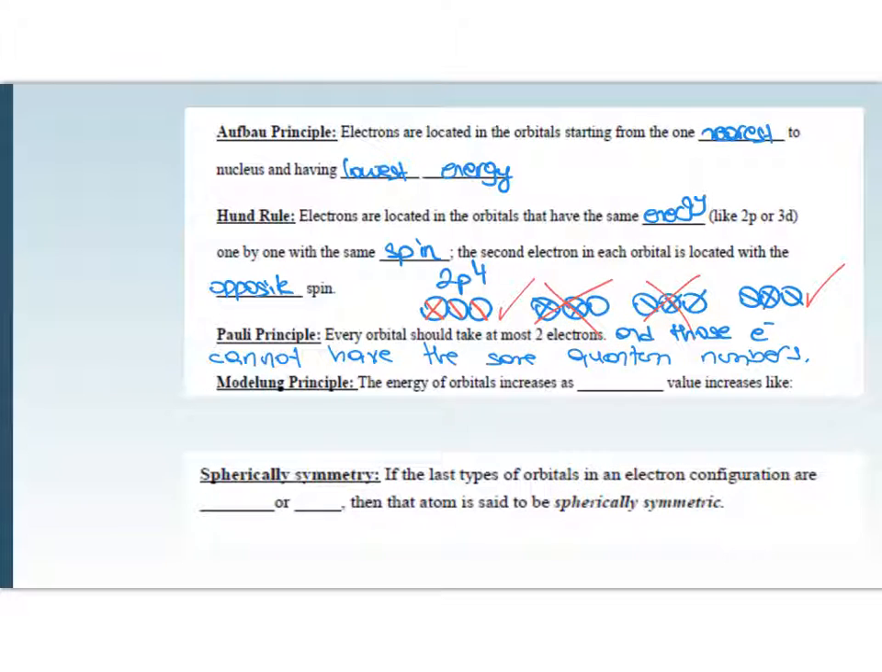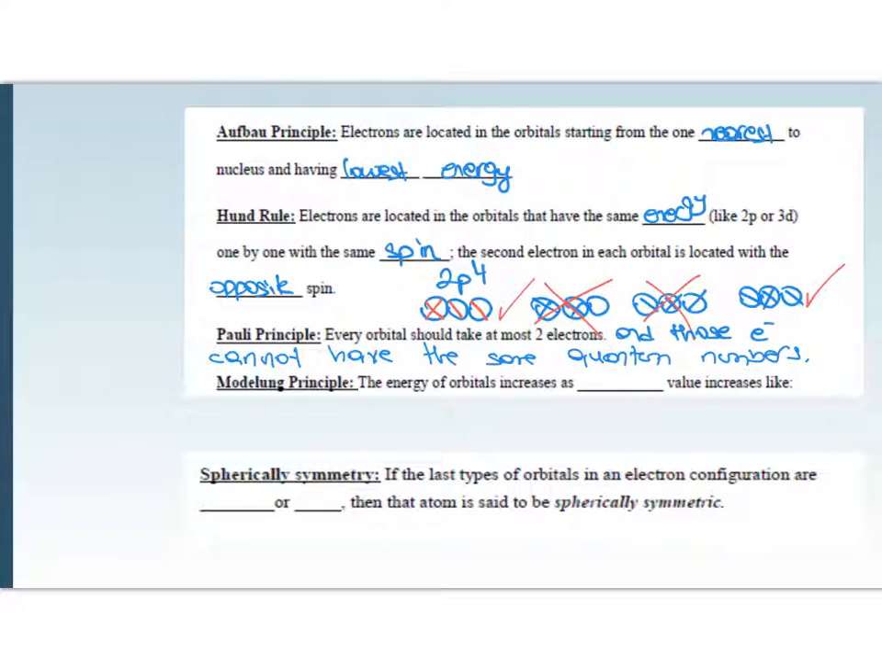Let me give an example from this one. For example, this is 2p4 and you have some electrons here. Now these electrons have the same principal quantum numbers, the same secondary quantum numbers, the same magnetic quantum numbers, but what about their spin numbers? So you have two electrons in one orbital and they have opposite spins, so their spin quantum number will be plus 1 over 2 and the other one will be minus 1 over 2. So although they have three same quantum numbers, the fourth one will be different.